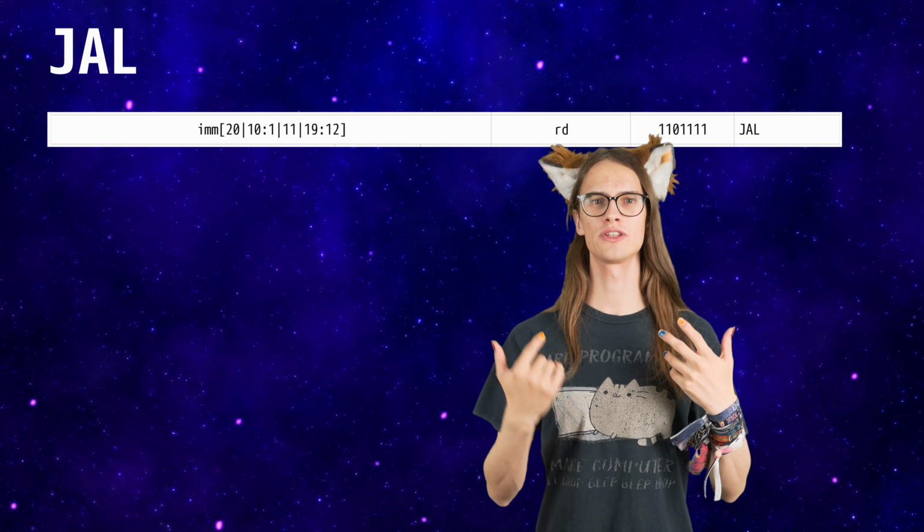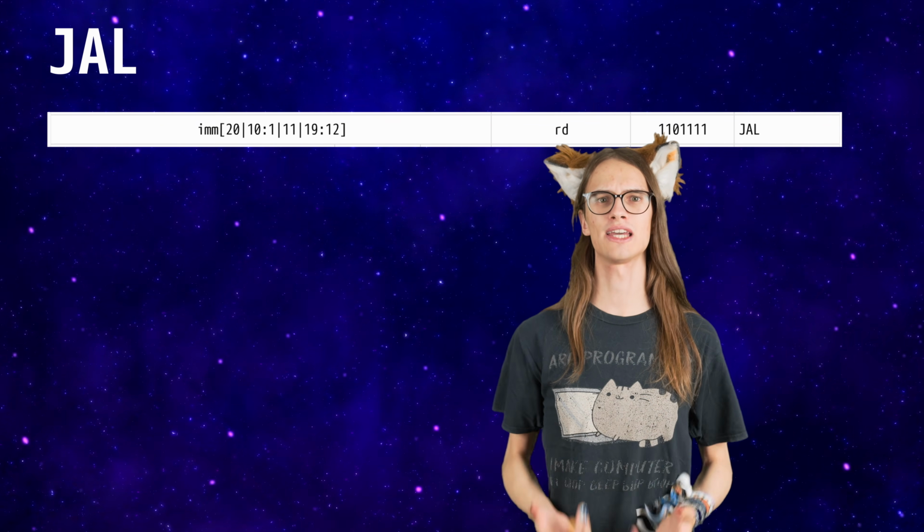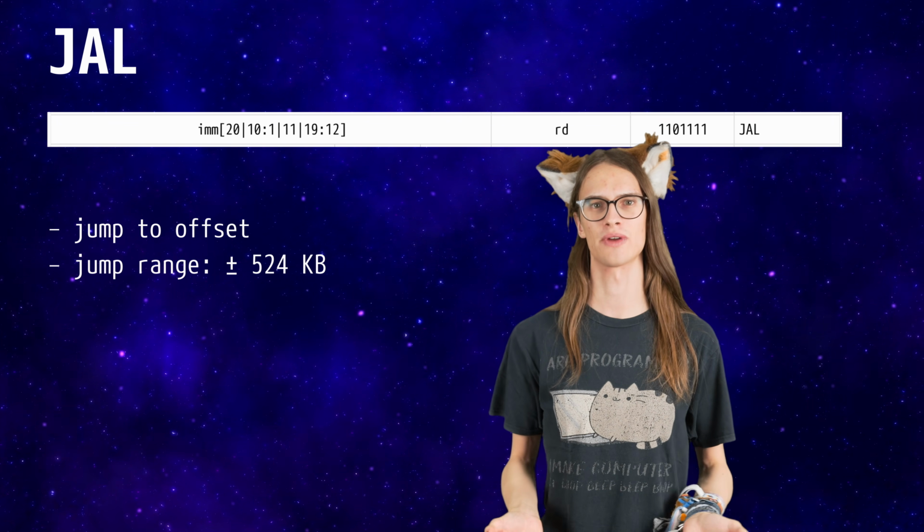Okay, I have to speed this up, but we also have to talk about how jumps work in RISC-V. First of all, jumps are relative, and since JAL also uses that 20-bit immediate, with a bit of math we can calculate the jump range to be plus or minus 524 kilobytes in either direction.